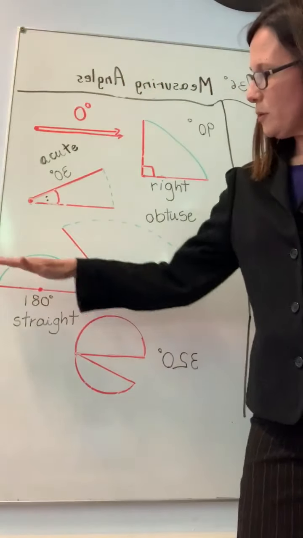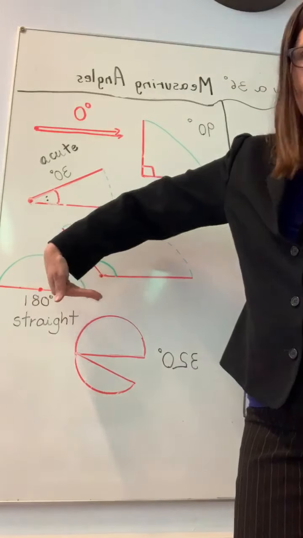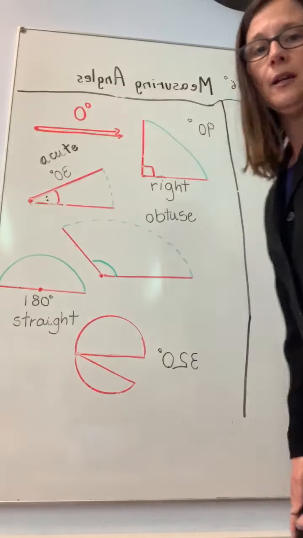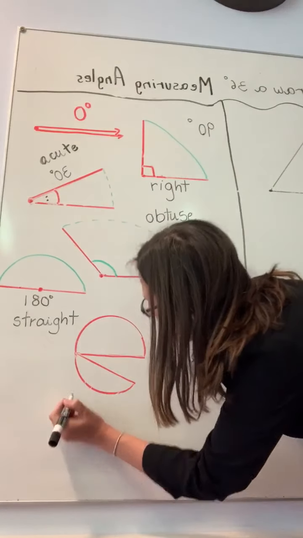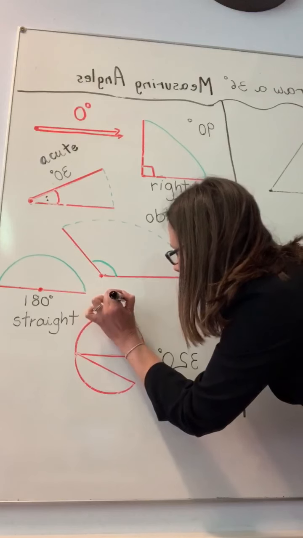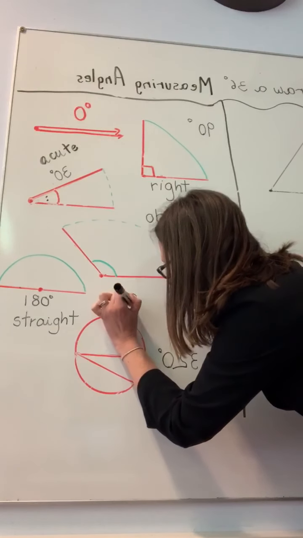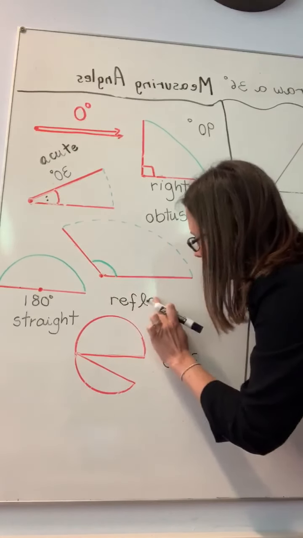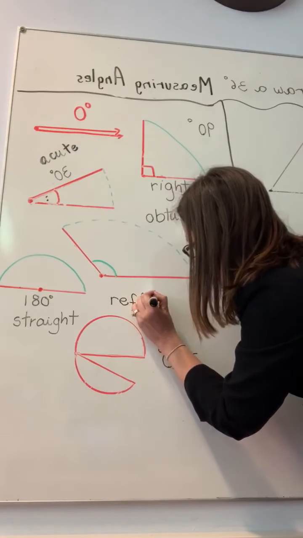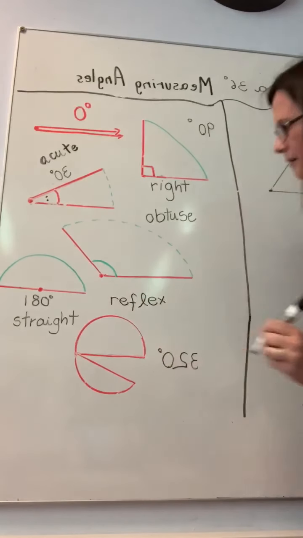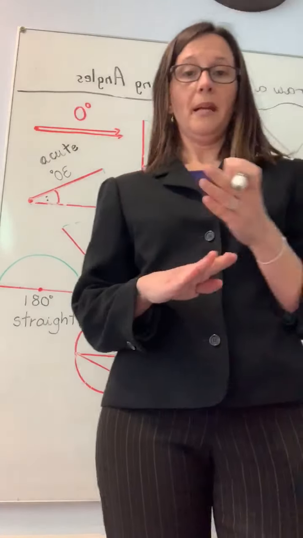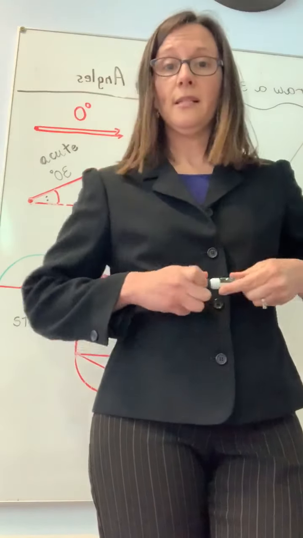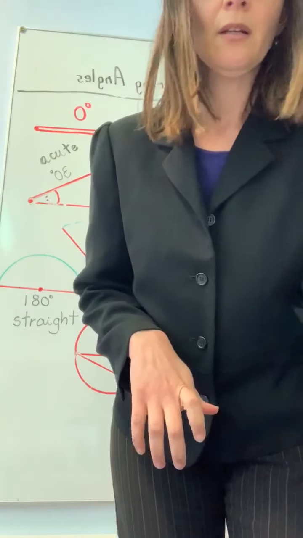When the angle opens between 180 and less than 360, like this one, this is a 320-degree angle, we call it a reflex angle. And when the angle makes the full circle, it is a full angle, and it completes the 360 degrees.